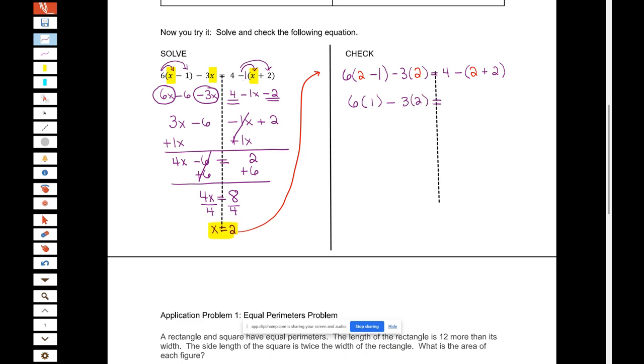All right, inside parentheses, 2 plus 2 is 4. Now I'm going to multiply because numbers written in front of parentheses mean to multiply. 6 minus 3 times 2 is 6 equals 4 minus 4. And yes, 6 minus 6 is 0. 4 minus 4 is 0. So that checks out, which means my answer of x equals 2 is correct.